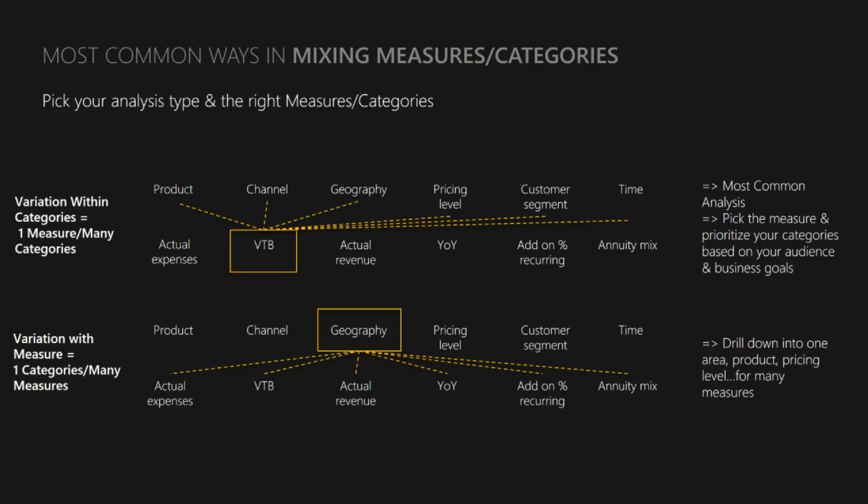And the most common of these is that you try to get all the relevant categories in on one visualization, and you show all of them for a single measure. And I'll show you an example of this where we look at variance to budget, which is really our variance to expectation for a couple of businesses in Microsoft.